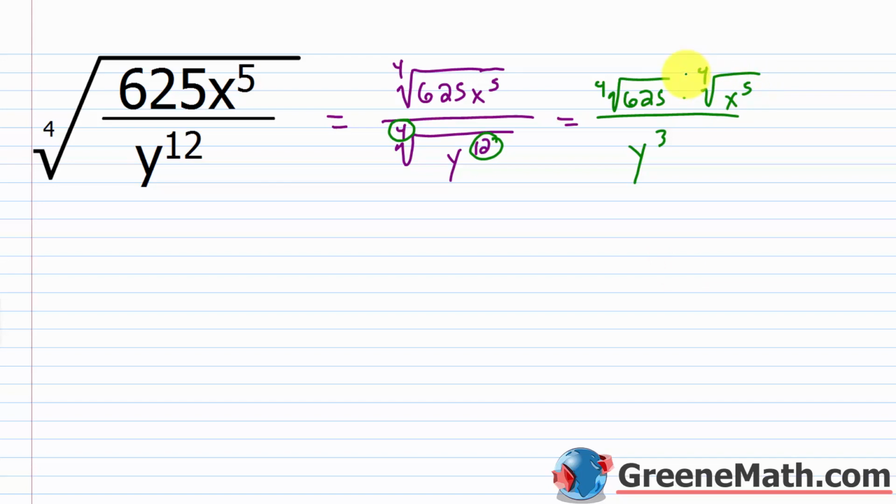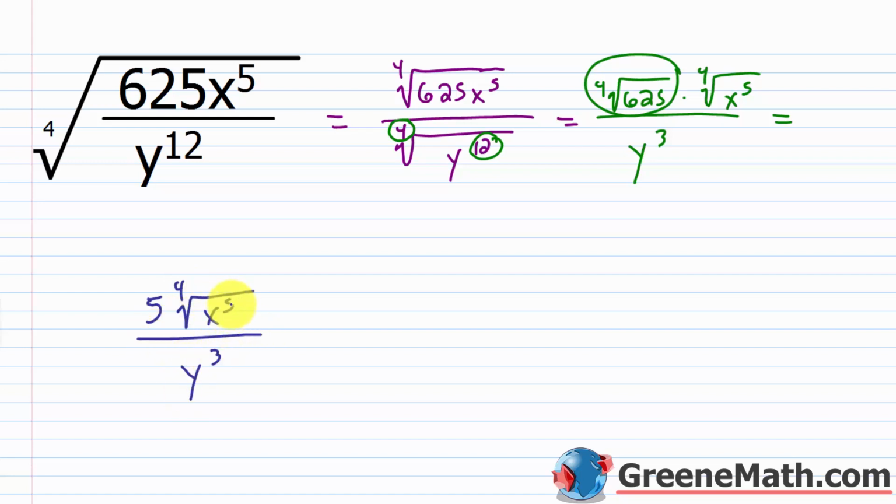We'll get to that in a second. The 4th root of 625 is 5, right? Because 5 to the 4th power is 625. So let's go ahead and just simplify this. We know that's a 5. So we would have a 5 multiplied by the 4th root of x to the 5th power over y cubed.